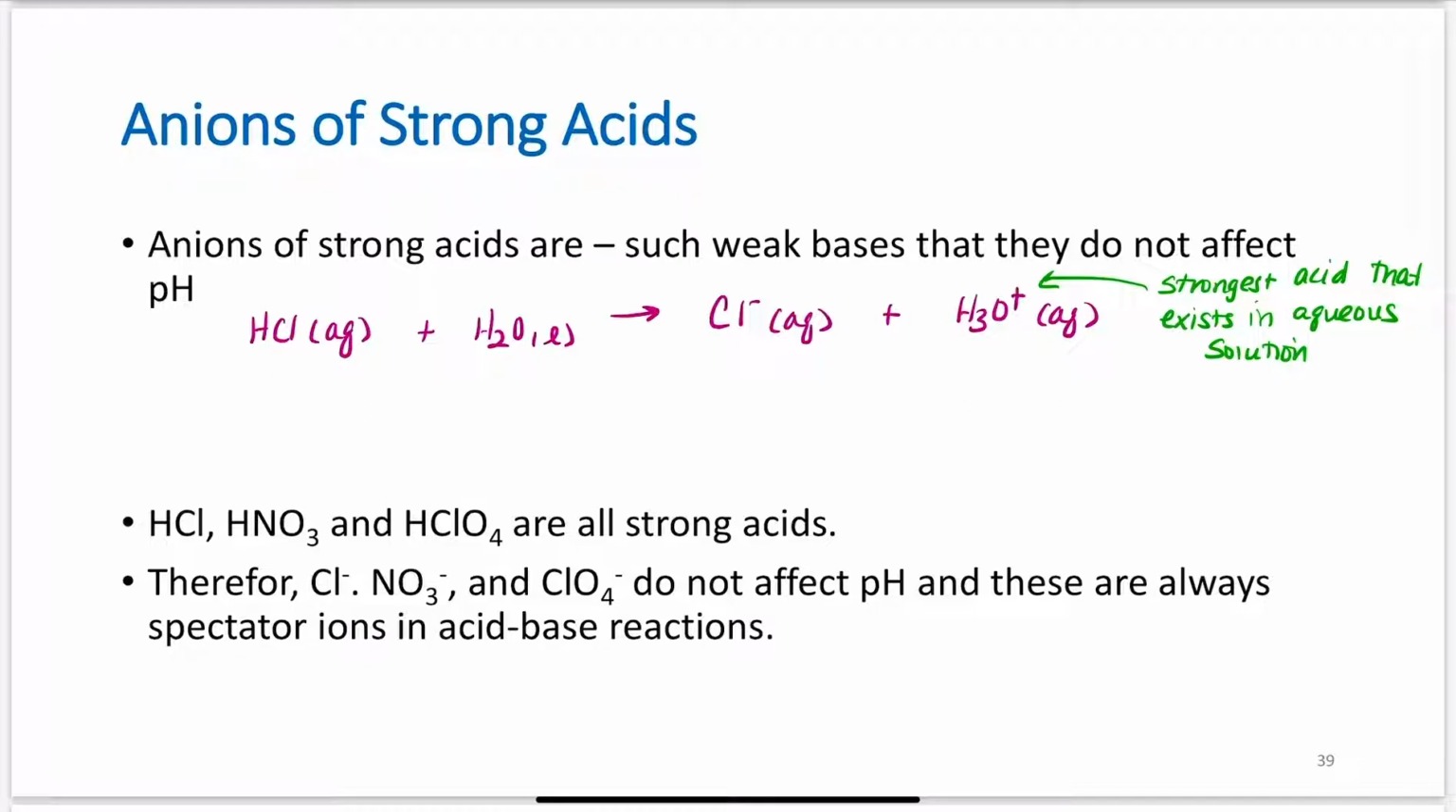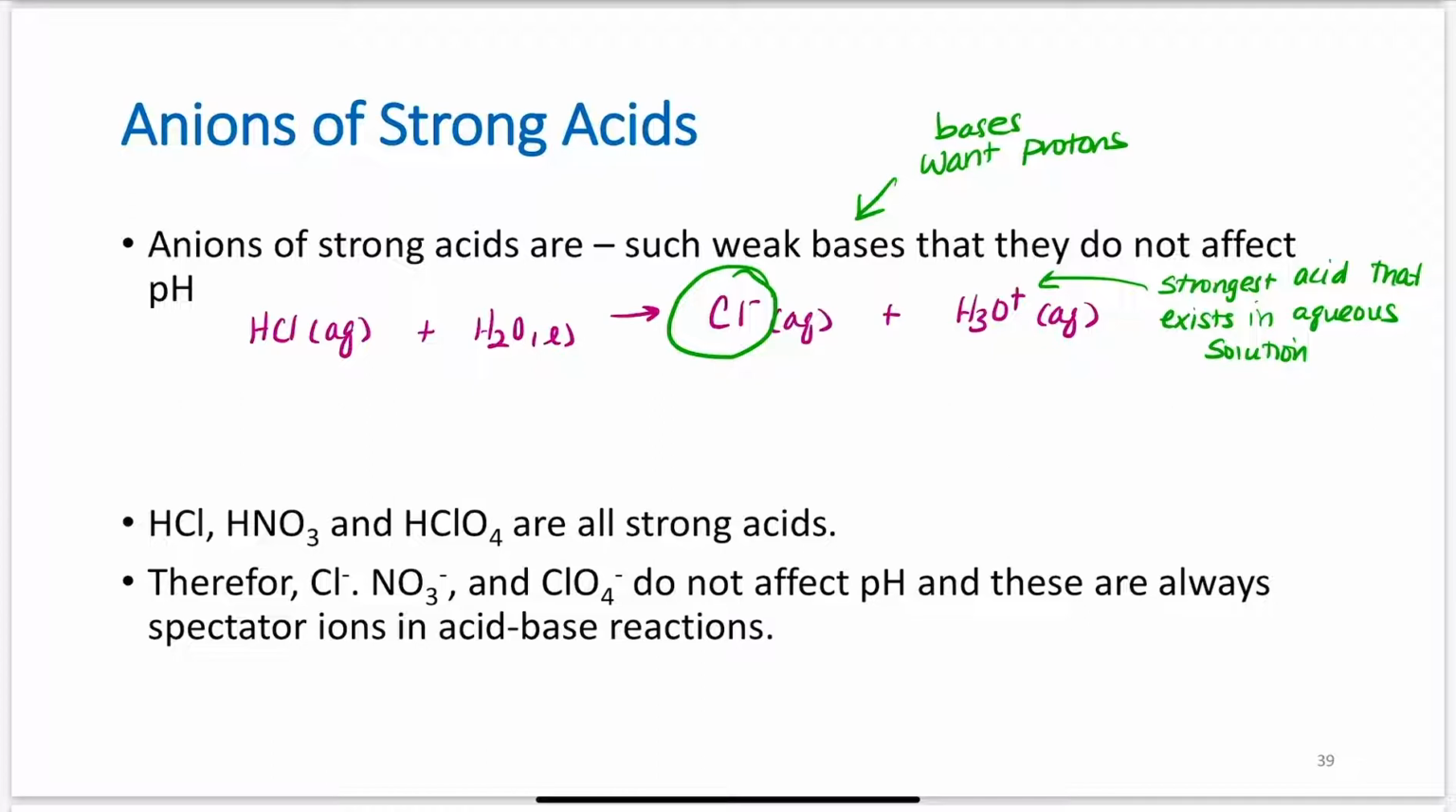But again, the anions of strong acids are such weak bases. Remember, bases want protons. Chloride ion does not want a proton. It is very stable by itself. This is why they don't affect pH. HCl, HNO3, HClO4 are 3 of your strong acids. You have 7. But therefore, chloride ion, nitrate ion, and perchlorate ion do not affect the pH, and these are always spectator ions in an acid-base reaction.